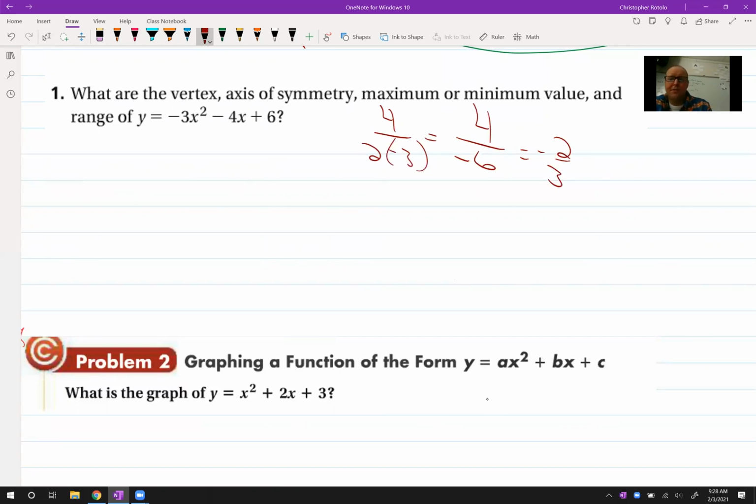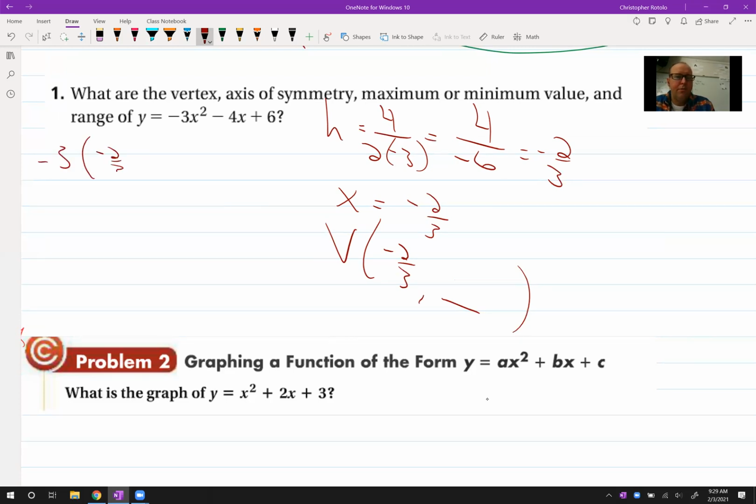All right, so here's what we have so far. This is my h value, -b, so +4, over 2a. That's -6. It's going to be -2/3. So here's what I know. X equals -2/3. The vertex starts with -2/3, and we're going to plug that in to find out what happens next. Okay, stay tuned. Here we go. -3, -2/3, I got to square it, -4 times -2/3, and +6. Right, plugged it in. That's all I did.